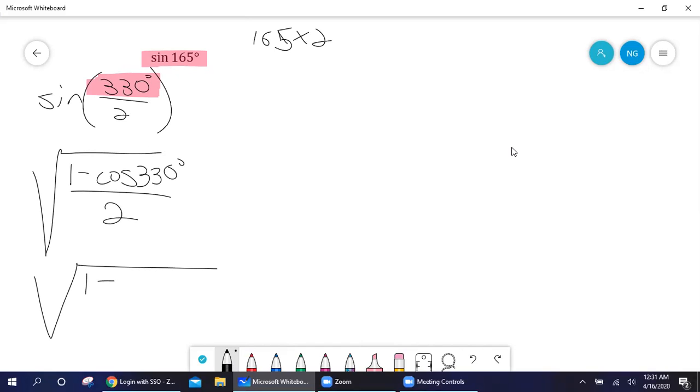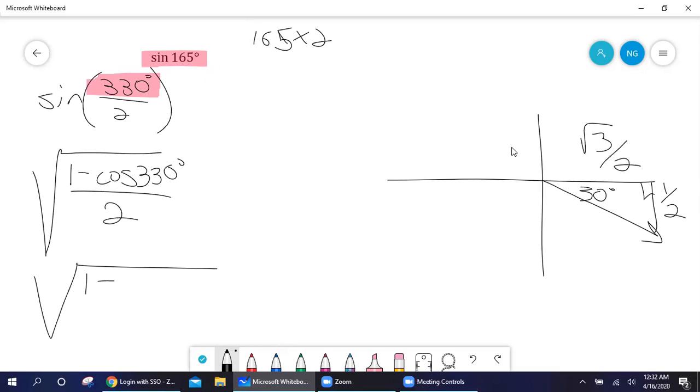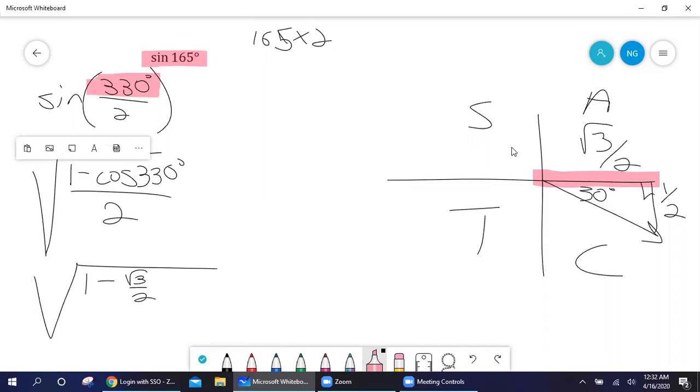The cosine of 330, just as a reminder, 330 would be over here with a 30-degree reference, which makes my adjacent, which is the cosine, root 3 over 2. All students take calculus. Cosine is positive in this quadrant, so it's positive root 3 over 2. But realize that the formula itself, or the identity, had the negative sign. So basically, the negative will stay there. This is all over 2.